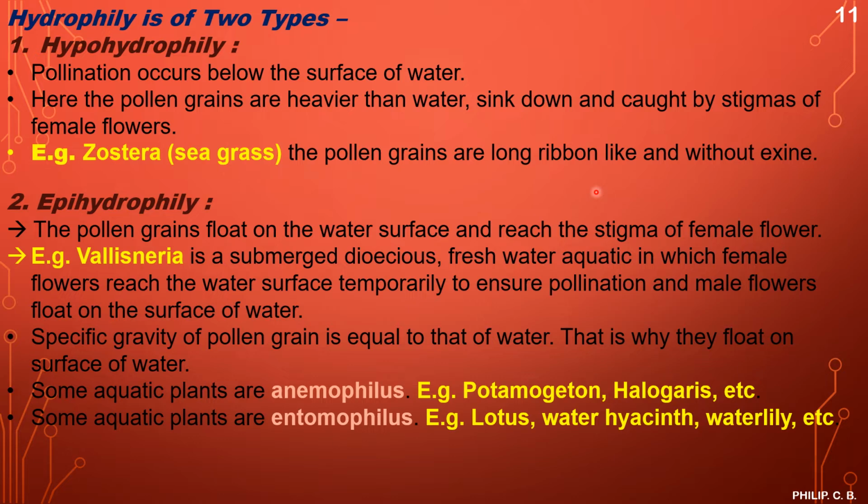Again, why is there no exine? Because unlike biotic agents, insects or birds, where the pollen grain may attach onto the body with the help of exine, in wind and water there is no need of exine.